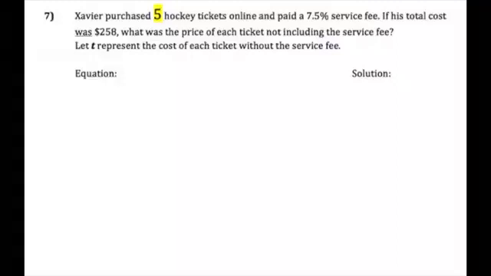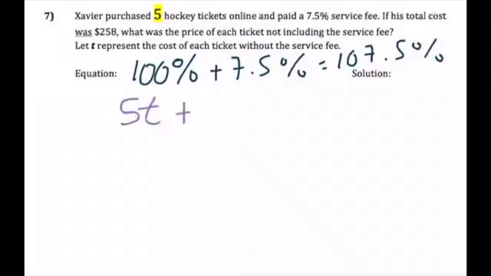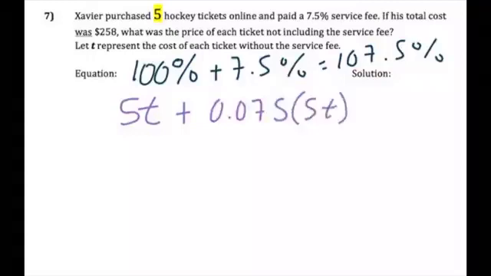Alright, so we have 100% the cost of the tickets plus the 7.5% service fee. So that gives me 107.5%. So the cost of 5 tickets is 5T plus 7.5%, which is 0.075 times the 5T, and that has to equal $258.